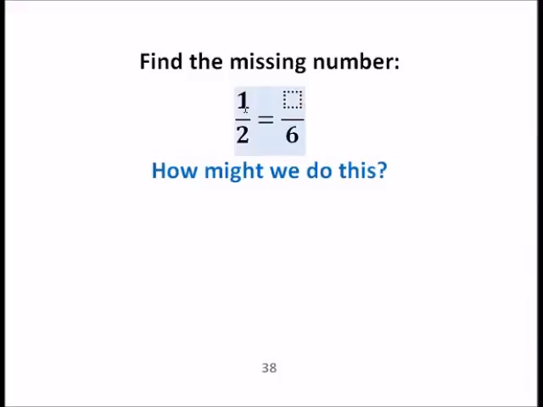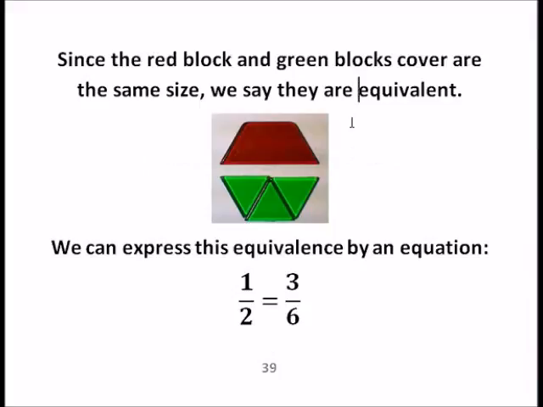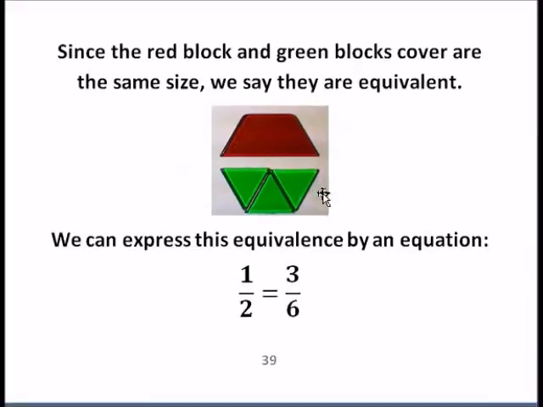1/2 we know is a red block. A sixth we know is a green block. So this question really is asking 1 red block is equal to how many green blocks? So the students can lay that out and see that 1/2 is equal to 3/6. Because 1 red block is equal to 3 of the green blocks.